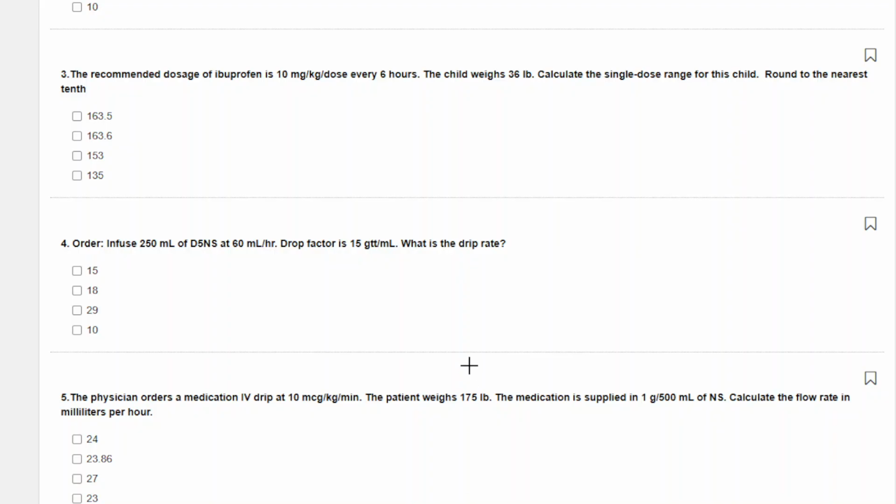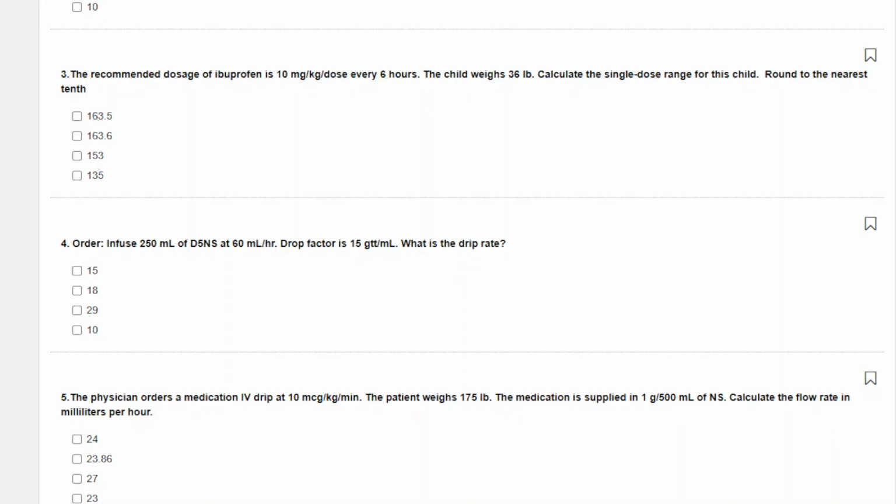All right, so number 3, which one do we have? You do have 10 milligram per kilogram every 6 hours. The patient weighs 36 pounds. They ask you to find the single dose for this child. So if the patient is taking 10 milligram per kilogram and this patient weighs 36 pounds, we're going to get 36 divided by 2.2. So we got 16.36 kilogram.